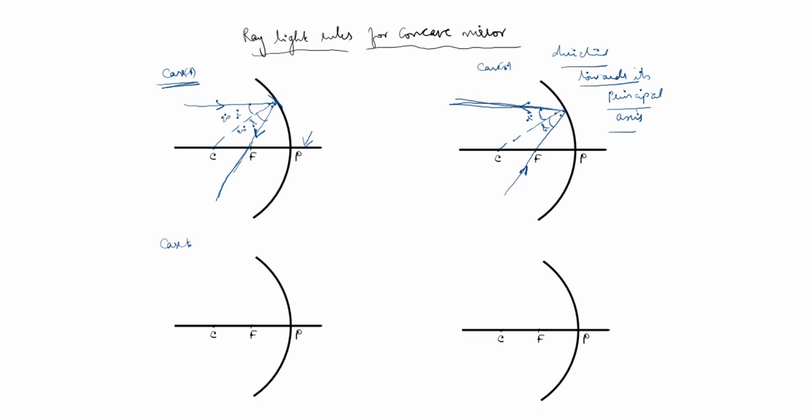Case 3 is a ray of light passing through the center of curvature, which after reflection returns back along the same path. You see the arrow comes back along the same path. Why? The ray strikes the mirror perpendicular and reflects back on itself.